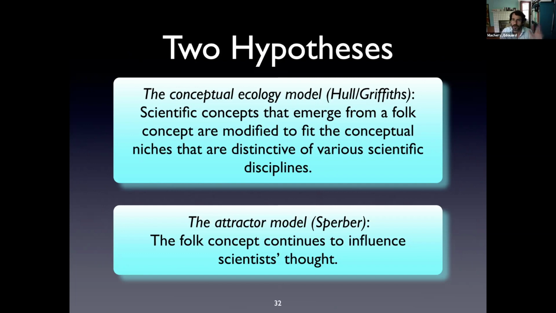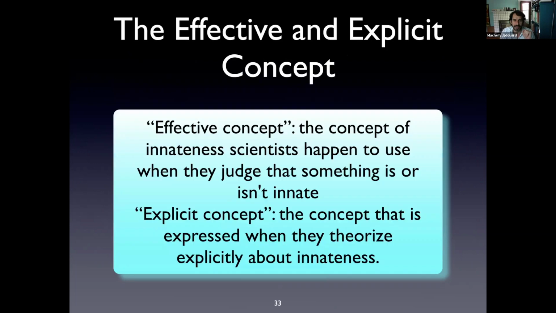Again, we have two sharply different predictions. They're both empirical, so they're easy to test experimentally. Now, before showing you the test, I should make a very important distinction here that matters quite a lot also for the general argument I will make at the end of this talk. And the distinction here is between two types of scientific concepts: what we call the effective concept and the explicit concept.